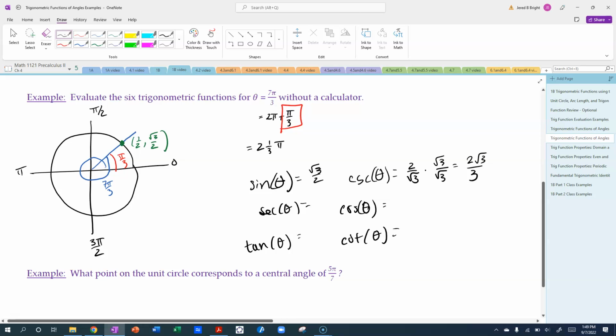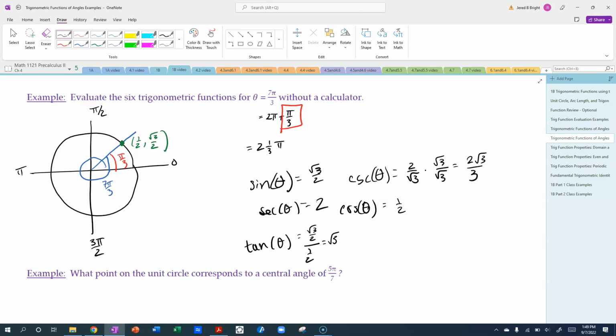Cosine is 1/2. Take the reciprocal of that for secant, just 2. I was going to write 2 over 1, but 2 is just fine. Tangent, square root of 3 over 2, so the y-coordinate over the x-coordinate. Or if you simplify that, it's just square root of 3.